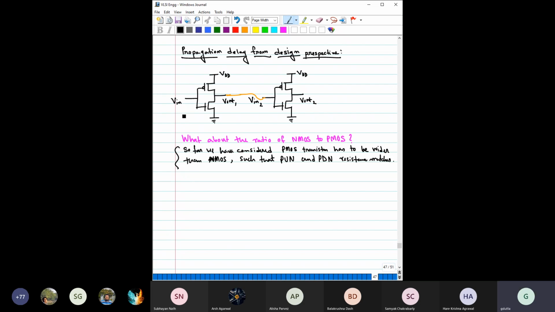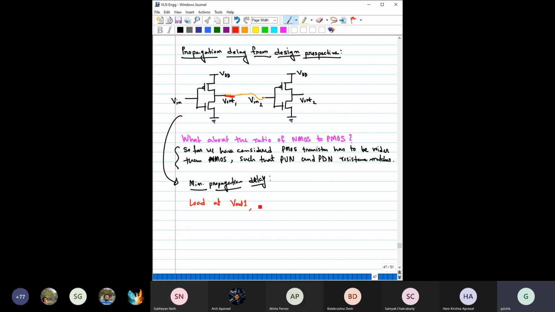Now we want to get the minimum propagation delay, right? So this is now our main motivation. For that we have to consider the total load seen by this first inverter. When you consider the total load, that means we have to consider the load at this V out, right? So load at V out 1.